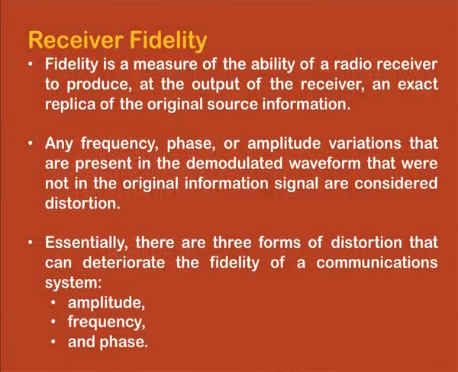The third important receiver parameter is receiver fidelity. Fidelity is a measure of the ability of a radio receiver to reproduce the output of the receiver as an exact replica of the signal which was transmitted from the transmitter. Any frequency, phase or amplitude variations that are present in the demodulated waveform that were not in the original signal are considered distortion. So, essentially there can be three types of distortions in the communication signal output. These are amplitude, frequency and phase distortion.